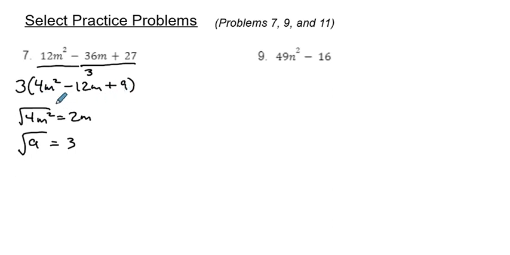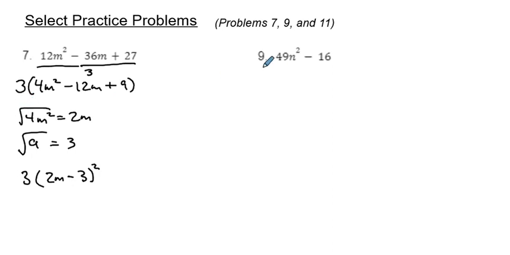Because it is a perfect square trinomial, I know how to factor that. It's always going to be either a minus b or a plus b, squared. And this one is minus because of what's in front of the second term. So 2m minus 3, squared. And I was able to see all of that because I factored this 3 out first. So that's where your brain needs to go: can I factor something out first?